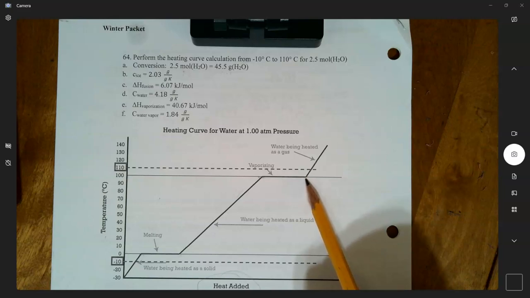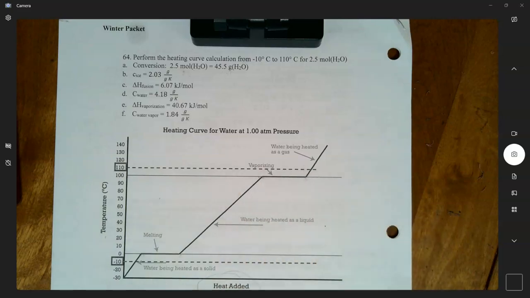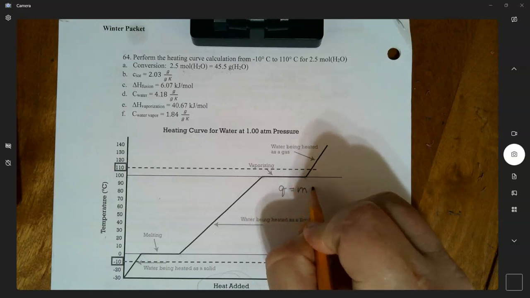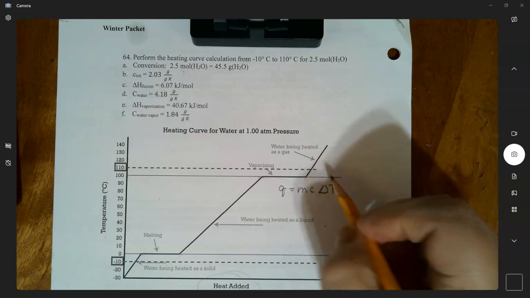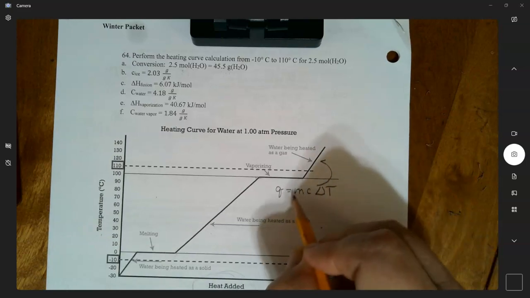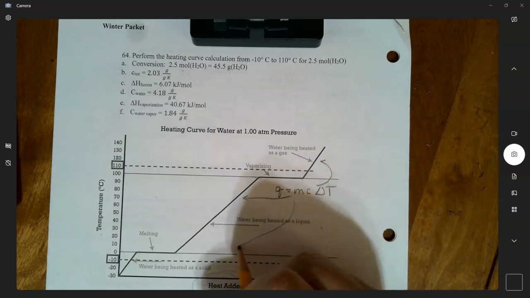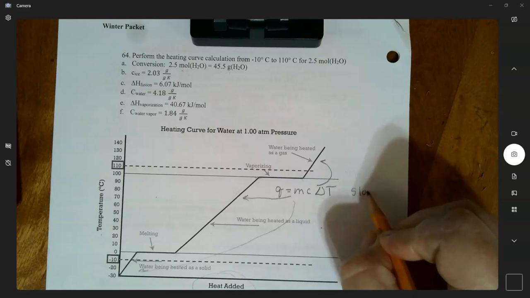Now it gets to right here. All the water has boiled at 100 degrees. So now any additional heat will cause the steam, the vapor, to heat up. And it will go up to here, up to, in this case, 110 degrees is where we're going to stop. And it's for this, and this, and this. And I call this the slope formula.